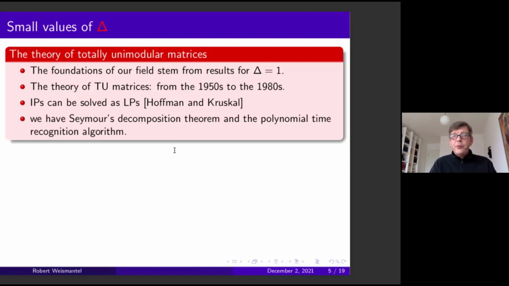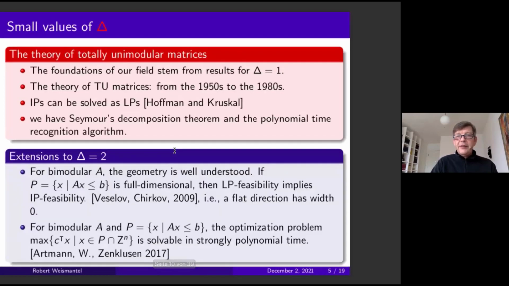And of course, we know much more about this theory of totally unimodular matrices. We have in particular Seymour's decomposition theorem at hand, and we have a polynomial recognition algorithm so that we can say, given a matrix A, whether it's TU or not. So there's a huge machinery, deep, beautiful, with connections to all kinds of fields, matrix theory, combinatorics. And so the question is, can you really extend this theory a little further? When delta is equal to 2, many things have been established.